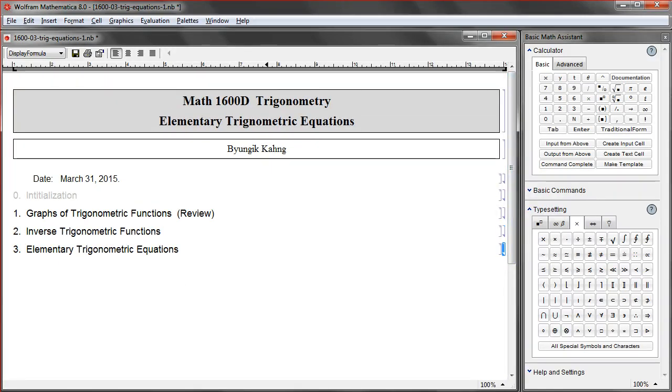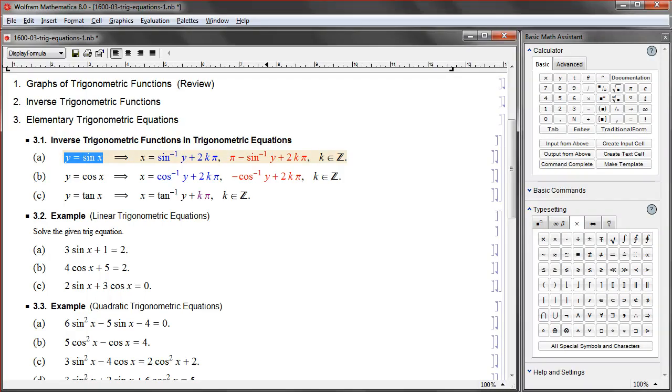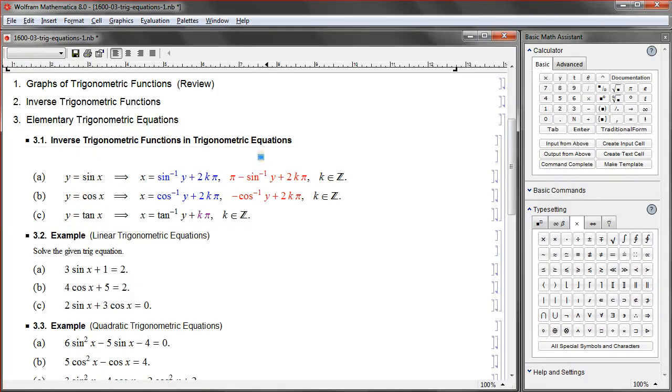Now, how do we use those for trigonometric equations? Well, here is the grand summary. If you have y equals sine of x, then you can solve for x by taking inverse sine of both sides, kind of like this. This is not accurate, it's a very formal computation. And we take arcsine of both sides.